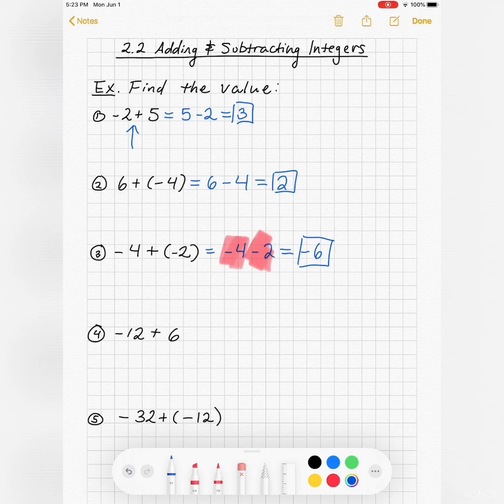Number 4. I'm $12 in debt. I pay back $6. I'm still $6 in debt. Or I can rearrange. I have $6. I spend 12. Now I'm $6 in debt. Either way, you can see I get the same answer.